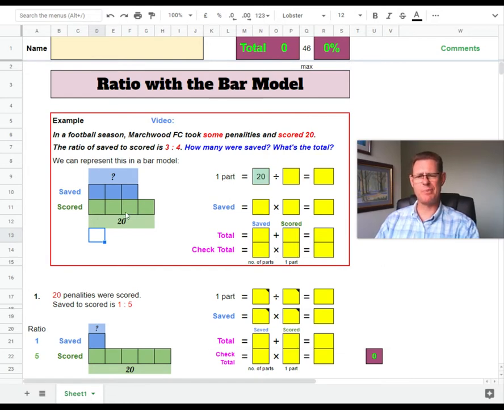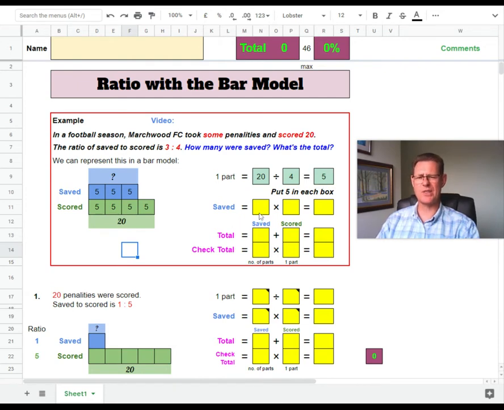Now there are 4 parts in this picture because of the 4 in the ratio. And so we're going to do 20 divided by 4 to find one part. Once we've done that division and got the answer of 5, we're going to put 5 in every box because that's what one part is.